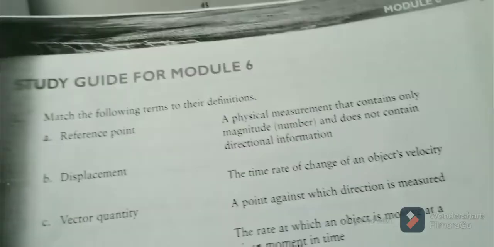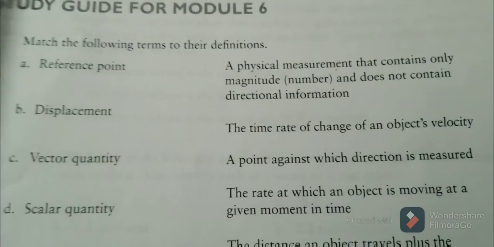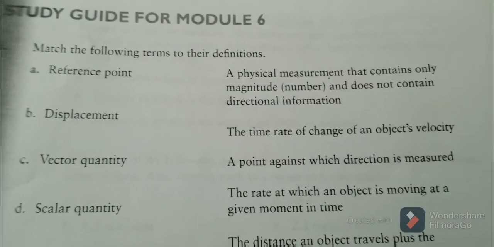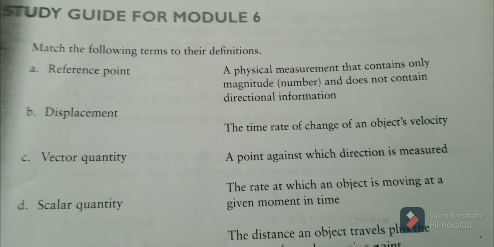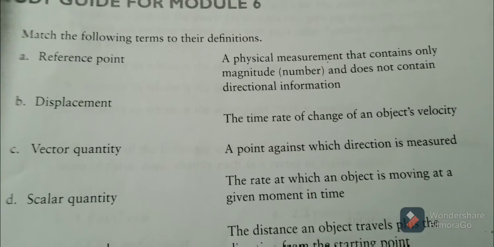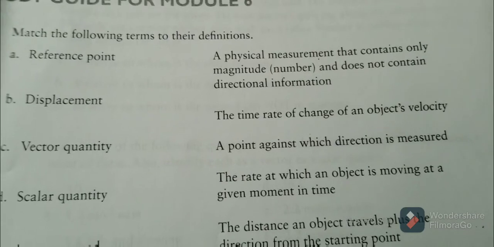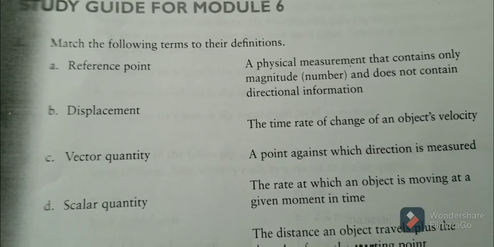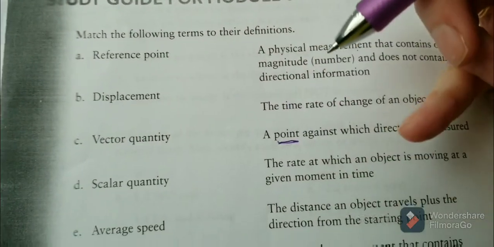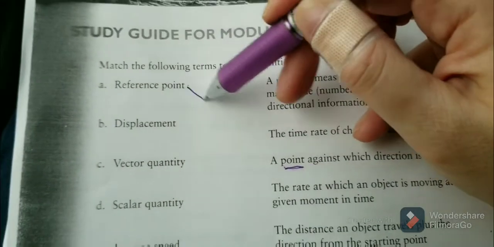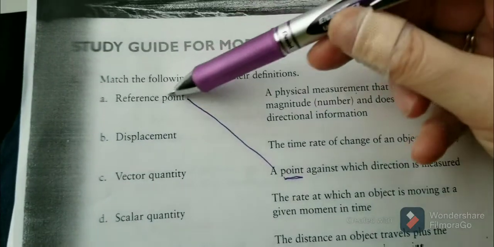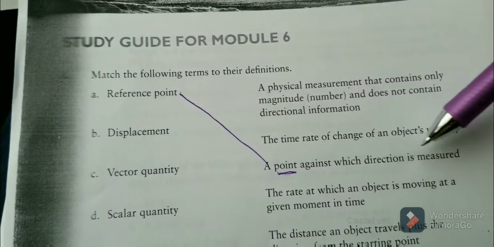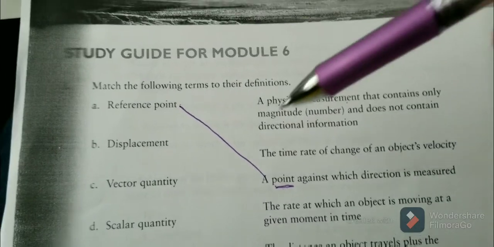All right, I've got in front of me a photocopy of the study guide so we can write in it together. And let's start off with some terms. Reference point: look for the key words when you're taking a test. If it says point in the answer, that's probably a hint, a point against which direction is measured.